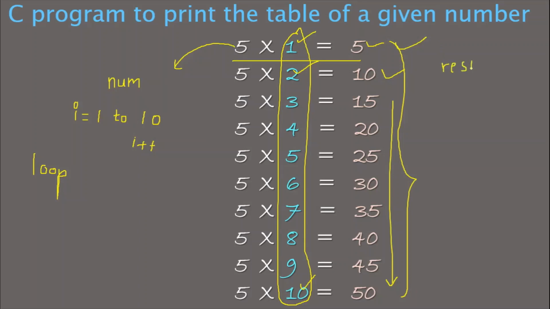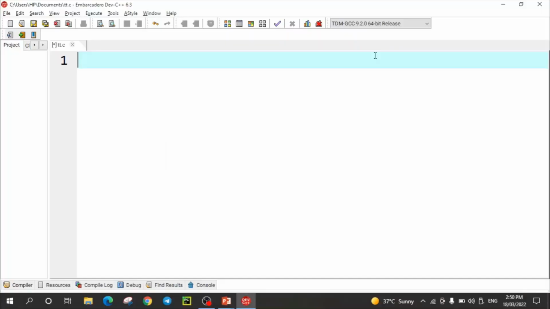So this will make it clear that this program will require three different variables. Which are those variables? First will be num, which will hold the value of the number entered by the user. Second will be the loop counter i, which will take the values from 1 to 10. And third variable will be result. Result will hold the result of multiplication after each iteration. So let us straight away move to the Dev C++ environment where the program will be developed.